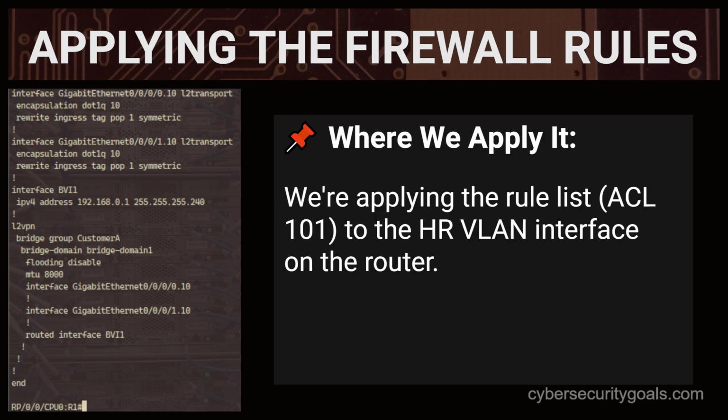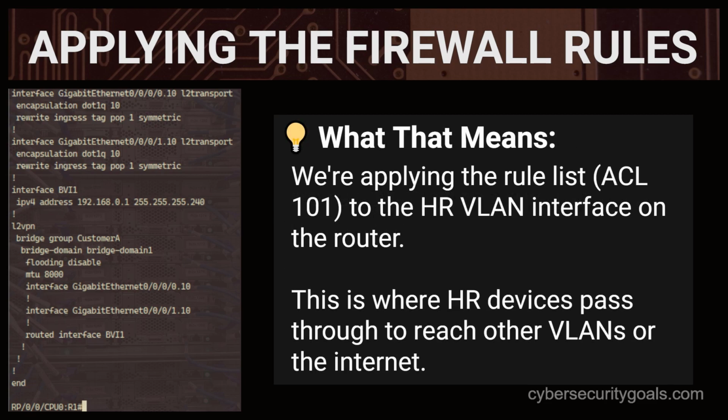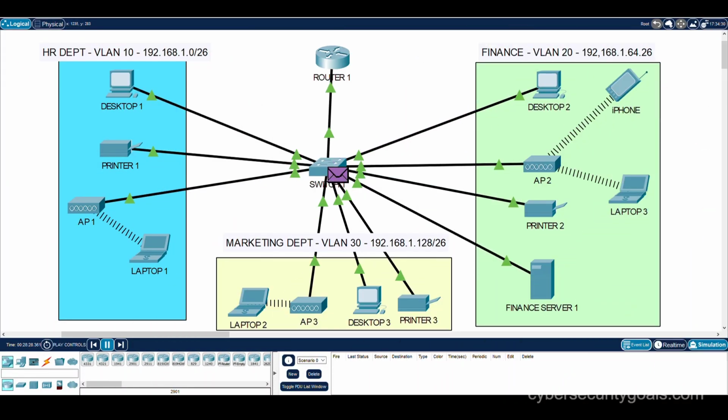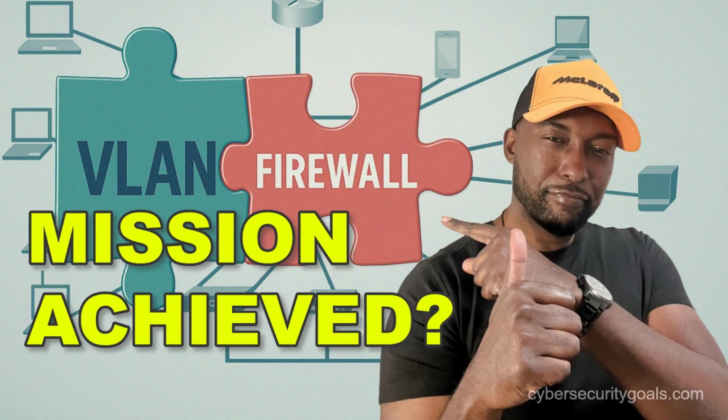Then we apply that list of firewall rules to the HR VLAN's interface on the router. When I say interface, I mean the place at the router where all HR devices connect to in order to access devices on the other VLANs or even the internet. With these new rules added, we control what traffic any device in HR can send to the other VLANs. So now only desktop 1 from HR can access the finance FTP server.